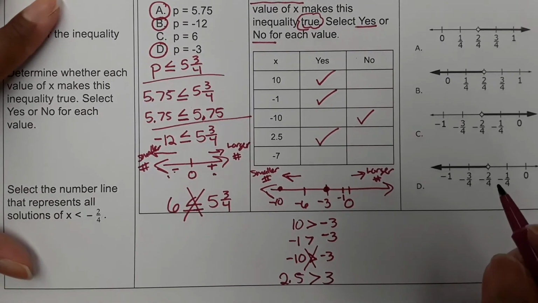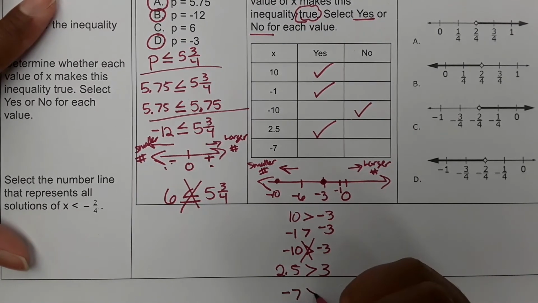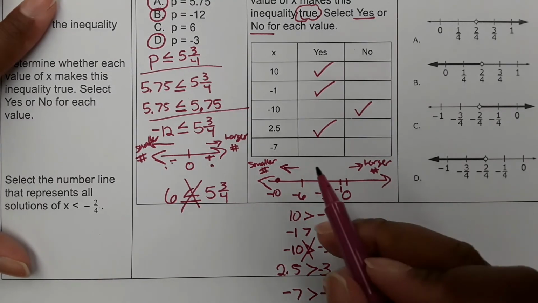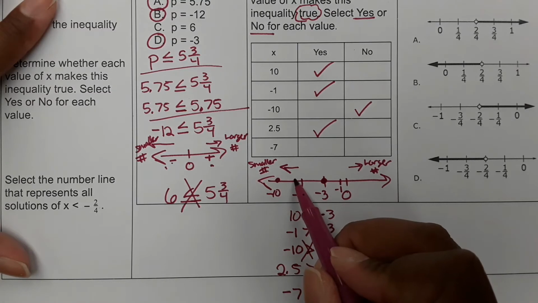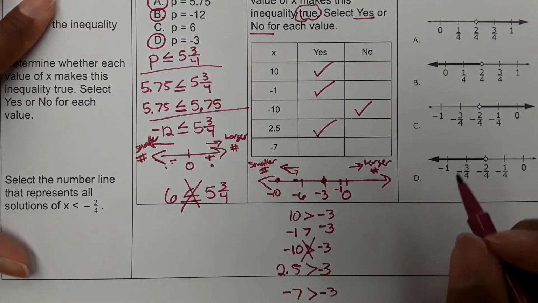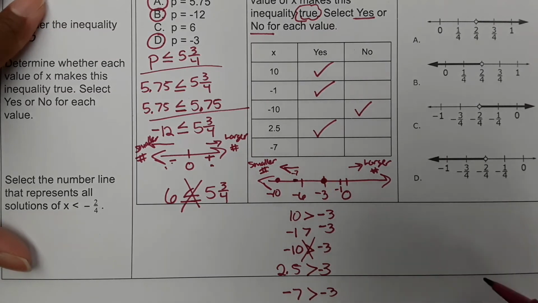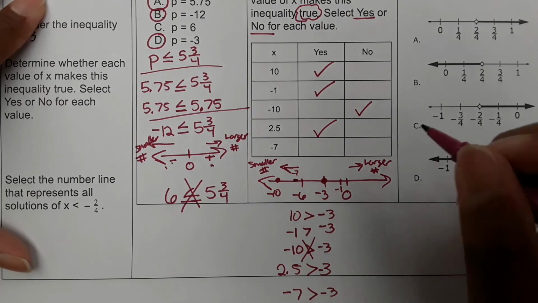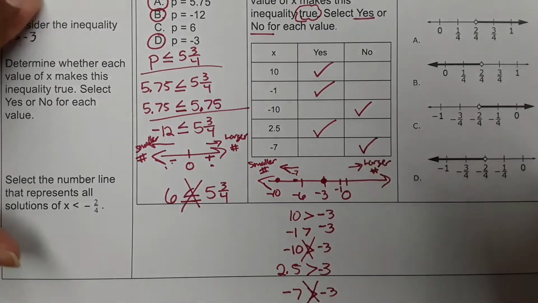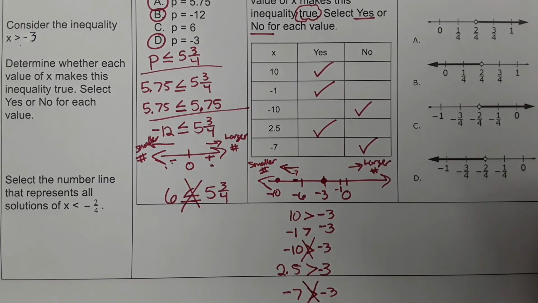And our final one, negative 7, we're comparing that to negative 3. So negative 7 would be just over here to the left of negative 6. And because it's to the left of negative 3, again, owing $7 or losing 7 points, not good, or negative 7 degrees, super cold, that would actually be smaller, not larger. So this is not true. We would mark no, because it would not make a true statement.